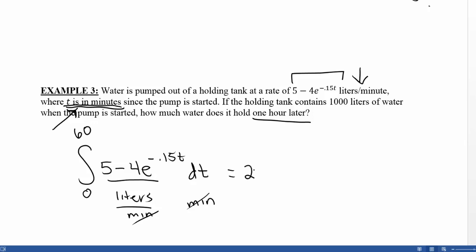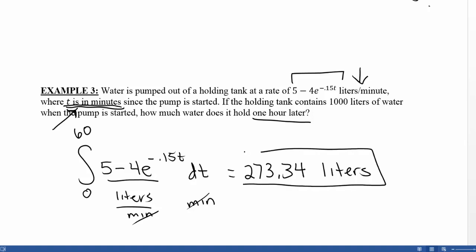I'm going to get 273.34. And I said before that it's liters per minute times minutes, so this is going to be 273.34 liters. Now, we know that the holding tank initially contains 1,000 liters. In a previous problem, we added the amount from the definite integral to the initial value. However, we have to be careful here because we're talking about water being pumped out. So if that is the amount of water being pumped out of the tank, we actually have to subtract this number from 1,000.